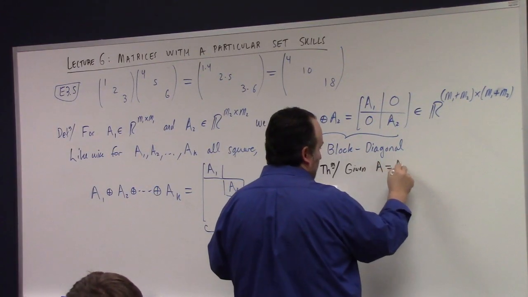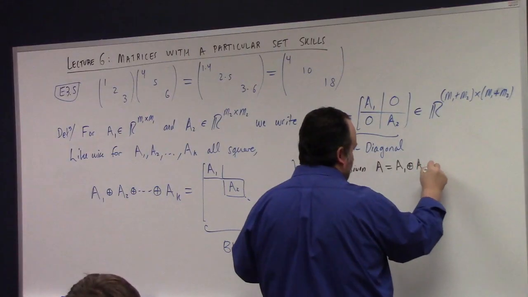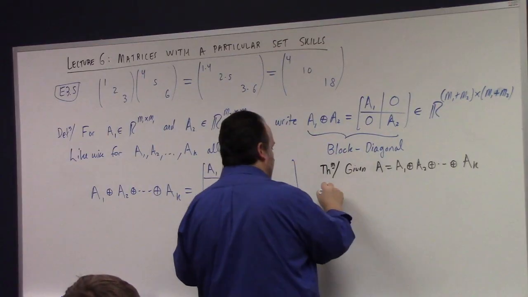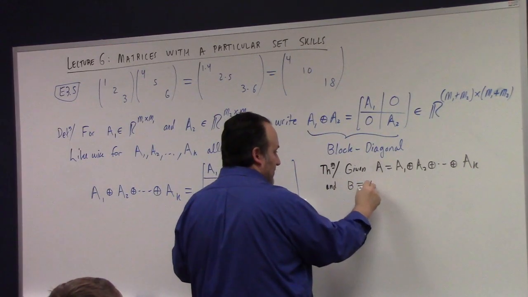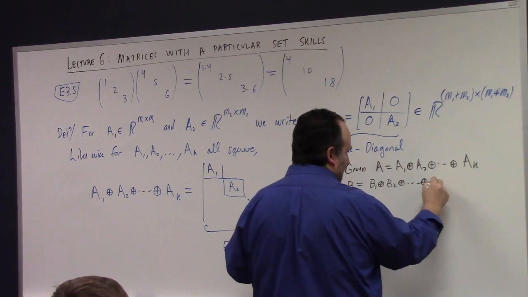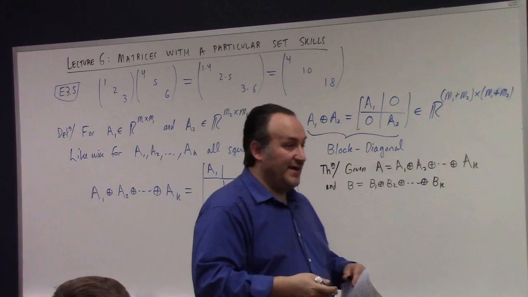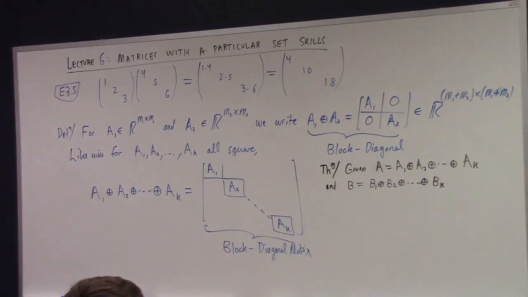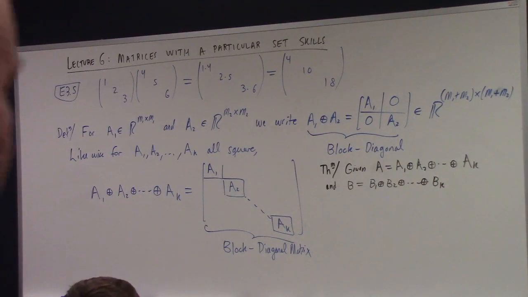A equal to A1 direct sum A2 direct sum and so on, suppose it's got k blocks, right? And B equal to B1 direct sum B2 direct sum Bk, right? So suppose A and B are both block diagonal matrices, and suppose that all of the blocks have matching size. Every block is matchy-matchy. What happens when you multiply A and B? How does that work?